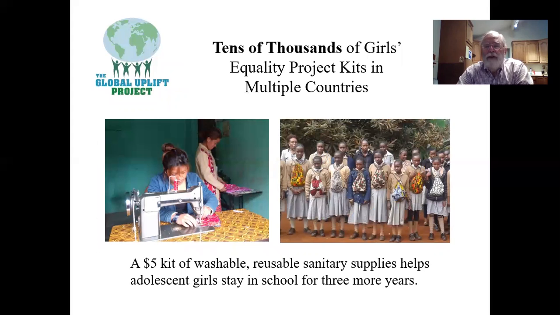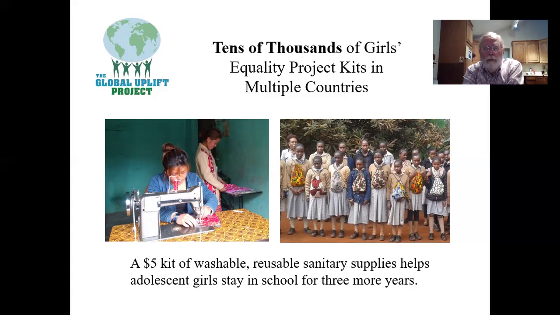We have made and distributed tens of thousands of our Girls Equality Project kits. These are washable, reusable sanitary supplies that we give to adolescent girls so they can manage their menstrual cycle and so that they can stay in school. The kits cost $5. They're free to the girls.